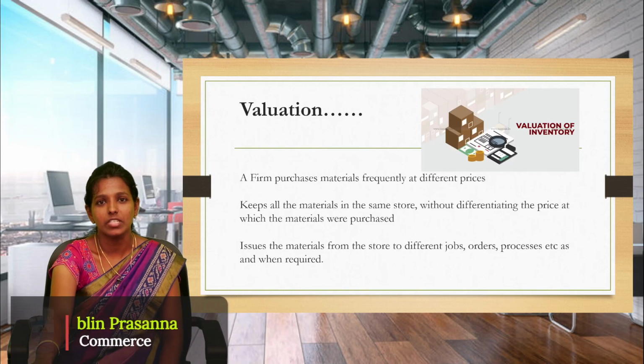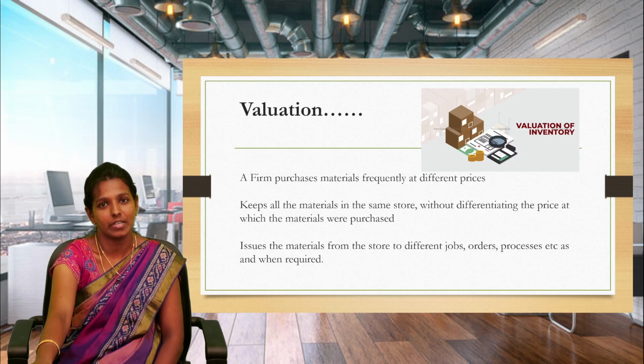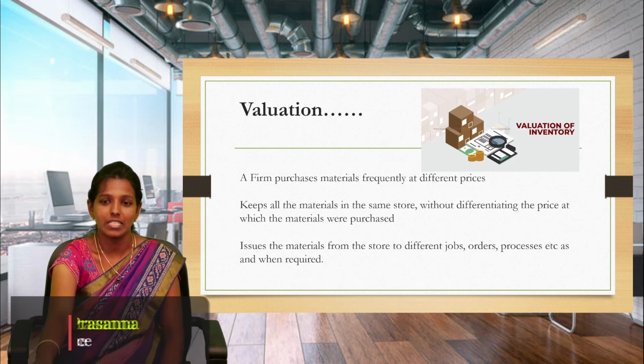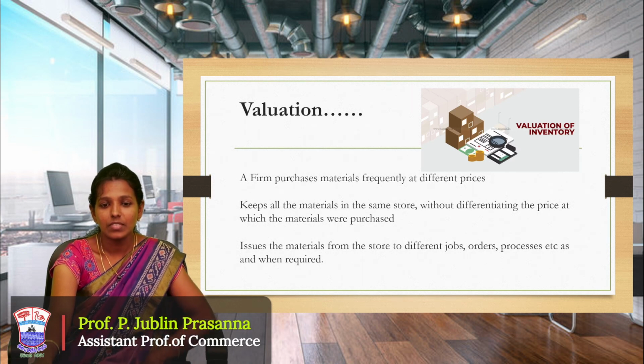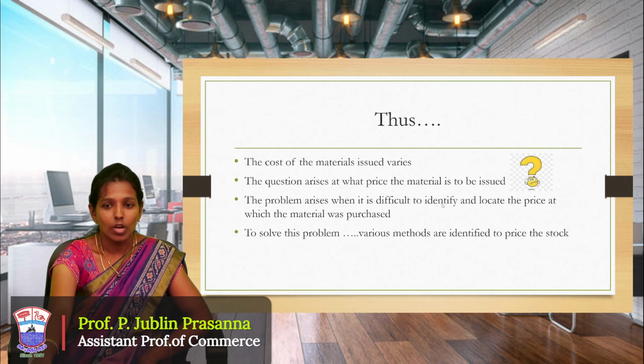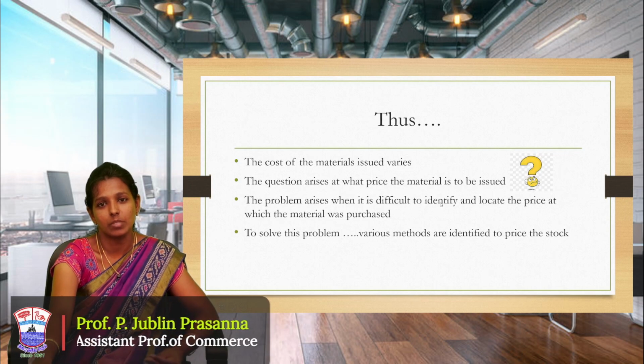A firm can purchase materials frequently at different prices. So the same price for the purchase cannot be maintained. It keeps all the materials in the same store without differentiating the price at which the materials were purchased. So the issue of materials from the store to different jobs must be processed, and for that process the valuation is done. So on what basis? Thus there will be a question: at what price must the material be issued?